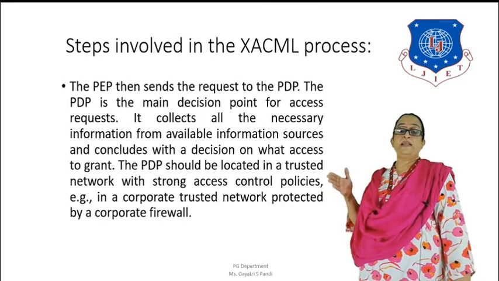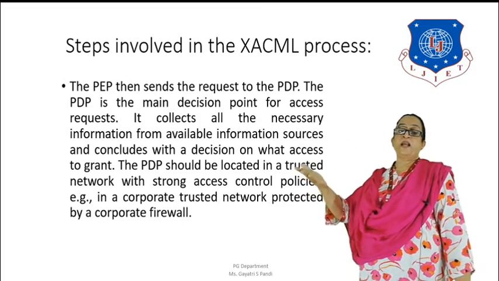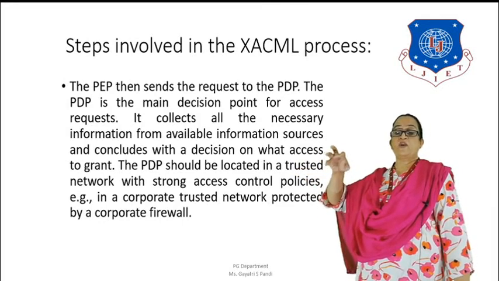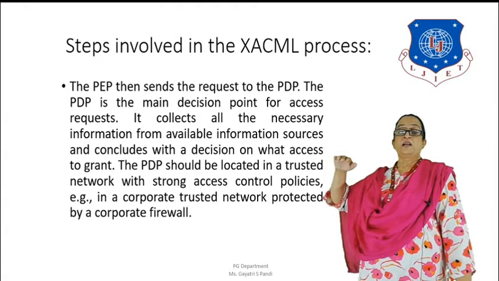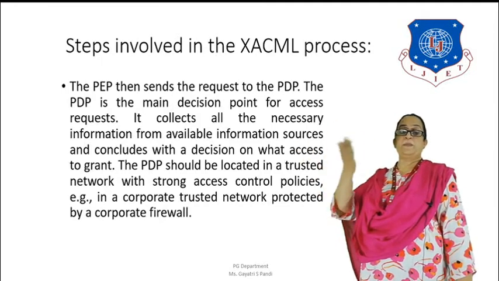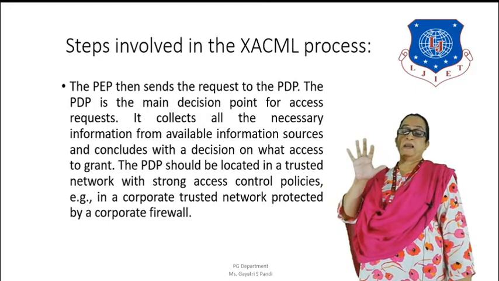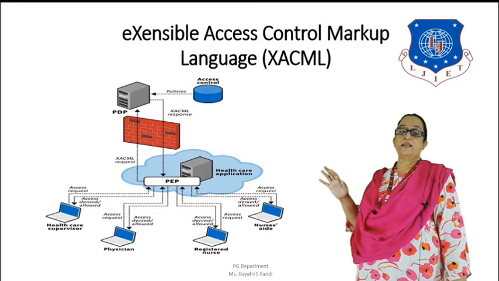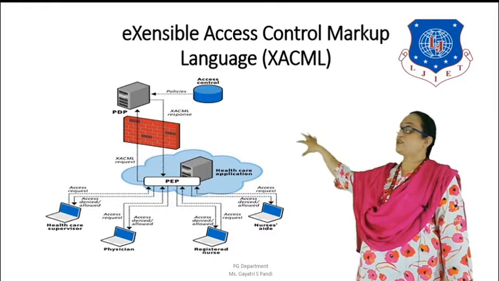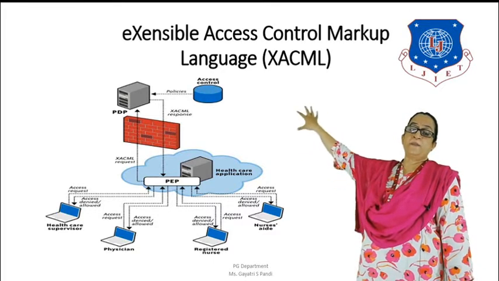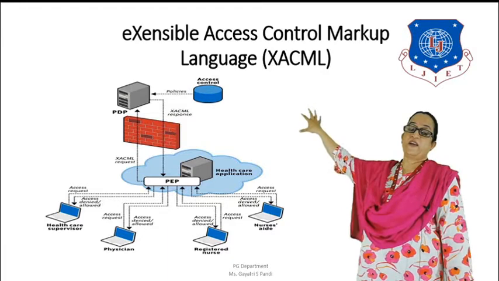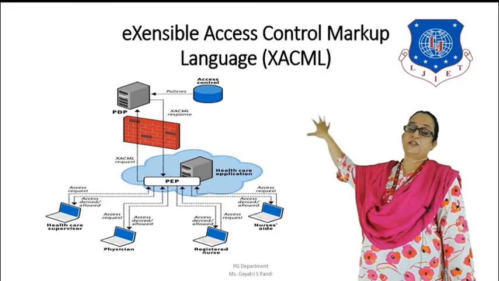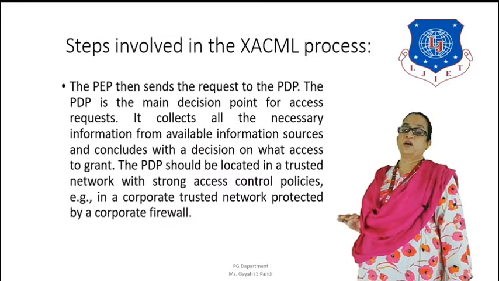For example, the PEP then sends the request to the PDP. After checking from its trusted environment, the PEP will send the request to the PDP, and the PDP is basically the main decision maker, as we saw here. You can see here, the PDP basically has the access control, and this will check the rights, whether the specific doctor is going to have the rights to access the patient records or not.